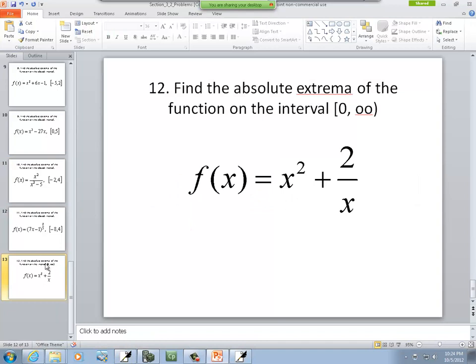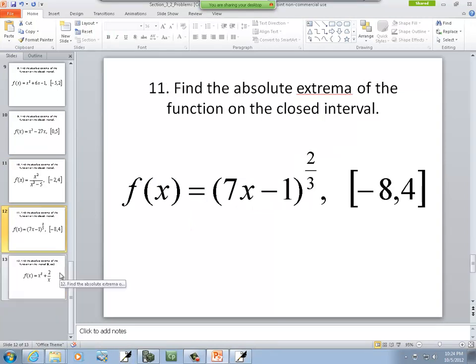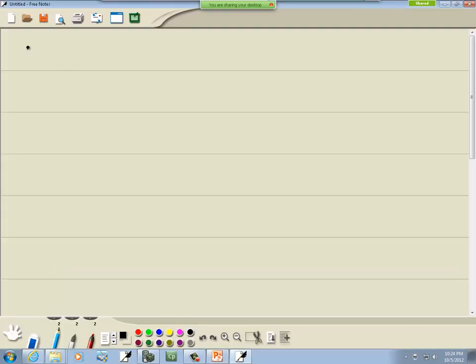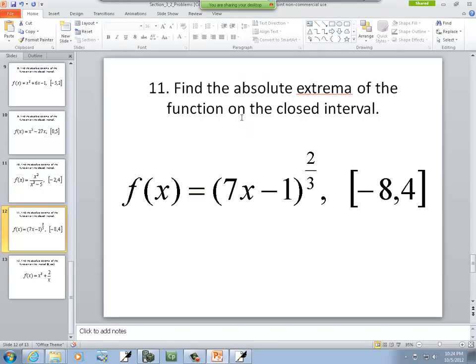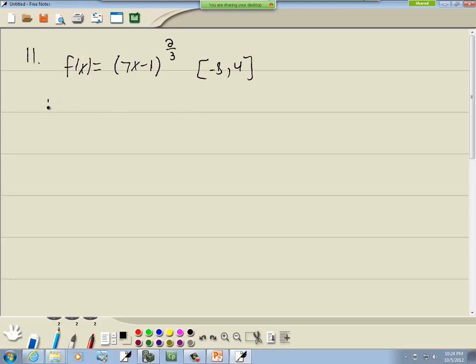And let's look at the next problem. Getting close to the end. f of x is equal to 7x minus 1 to the 2/3 power between -8 and 4. Same instructions, find the absolute extrema.